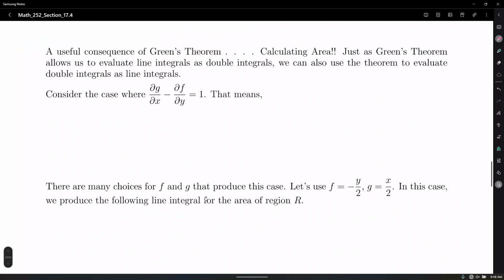So if we consider the case in which the difference between these partial derivatives, or the curl of the force field in the direction of z, equals 1, well, that double integral reduces to calculating area. All right? Now, here is the thing. We need to think of two functions. And here's where it gets tricky. We need to think of two functions where one function's partial derivative with respect to x minus the other function's partial derivative with respect to y equals 1. That's going to be a little tricky, right?